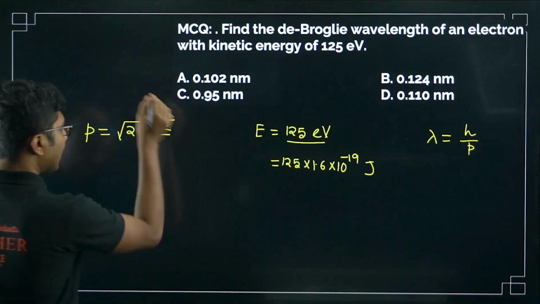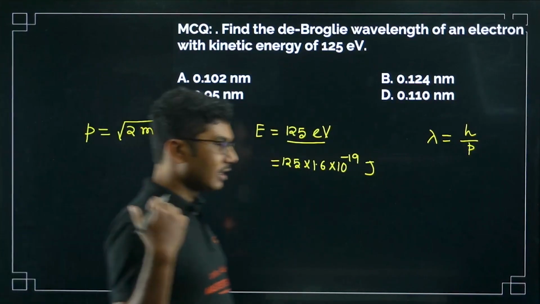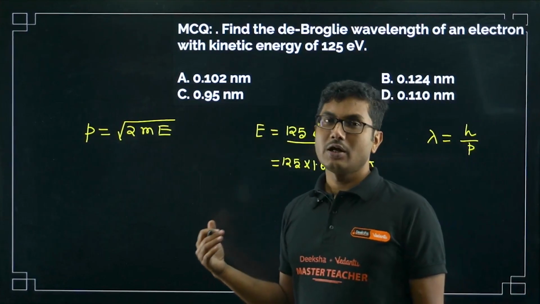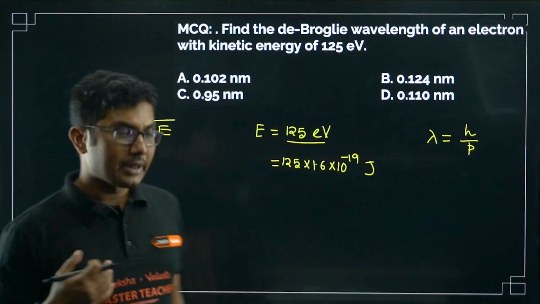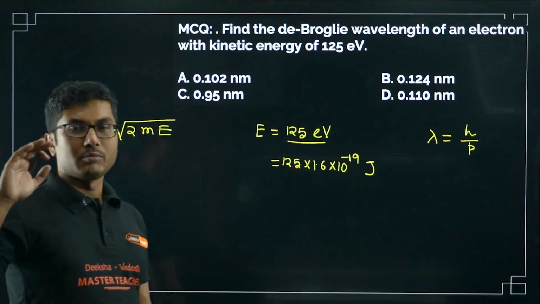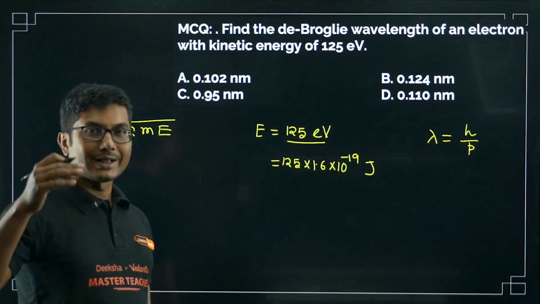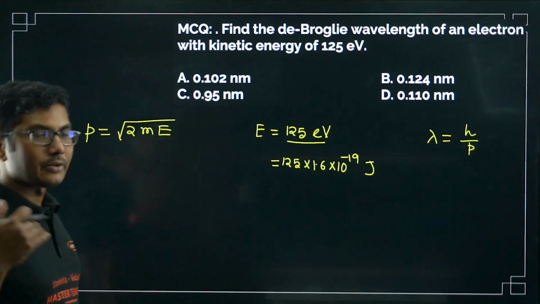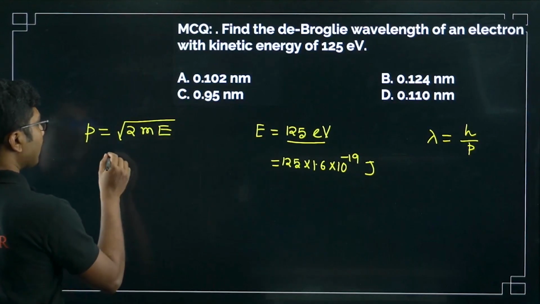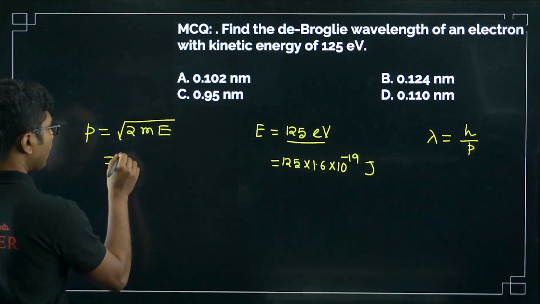Now how this came into existence, I will teach that in your first PU class, first PU division class. Okay, if you remember it, very good. If you don't remember it, you can check that when we are doing the work energy power chapter, when we are revising that chapter. So p is equal to square root of 2mE. Now you have to put the values.